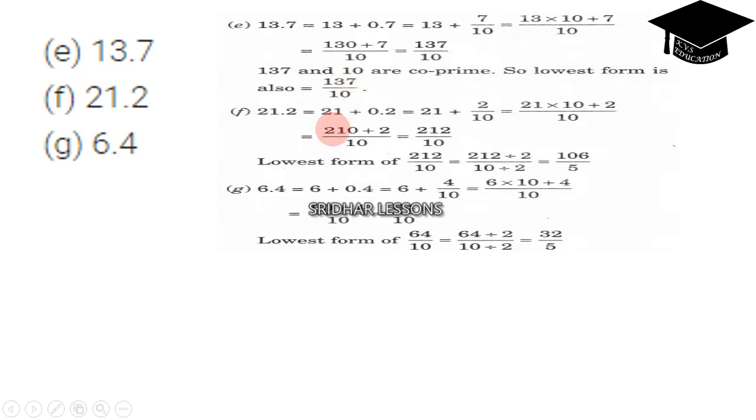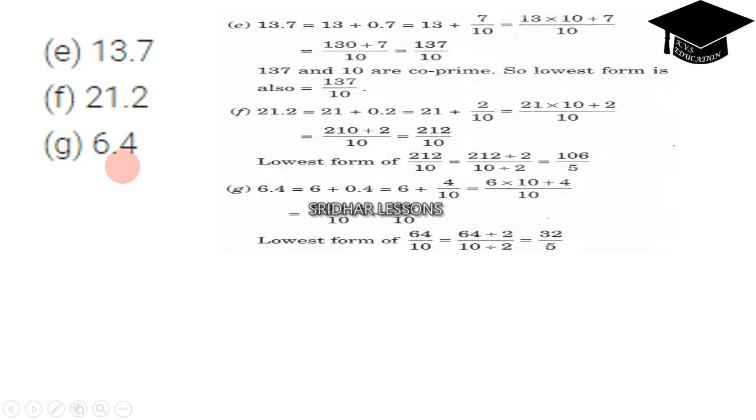Okay. Next one is 21.2. 21 plus 0.2, we can write it like this. That means 0.2 can be written as 2 by 10. Taking 10 as LCM, 21 into 10 plus 2, that is equal to 212 by 10. The lowest form: 2 can be cancelled in the 212, 106 times, and in the 10, 2 can be cancelled 5 times. So 106 by 5.